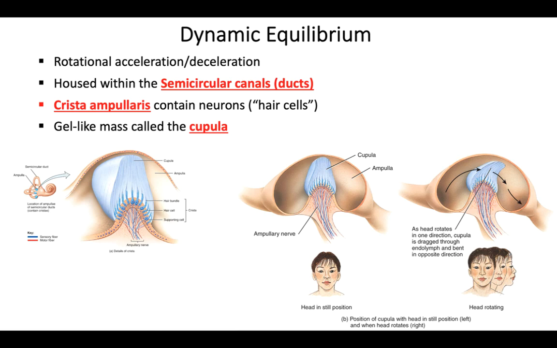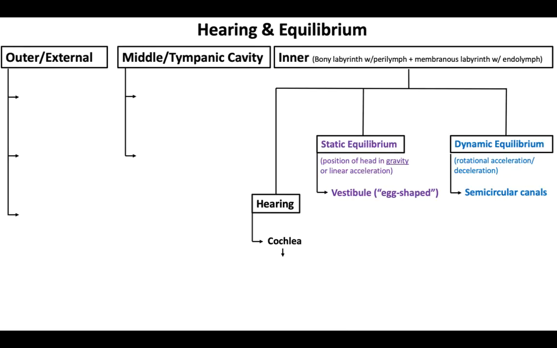All right, so dynamic equilibrium utilizes the semicircular canals. It utilizes the cupula, which is found in the crista ampullaris. And dynamic equilibrium is when your head is rotating to the right and left. This is a chart I came up with years ago to try to help. I don't know if it helps, but it kind of separates the three functions out into a diagram.